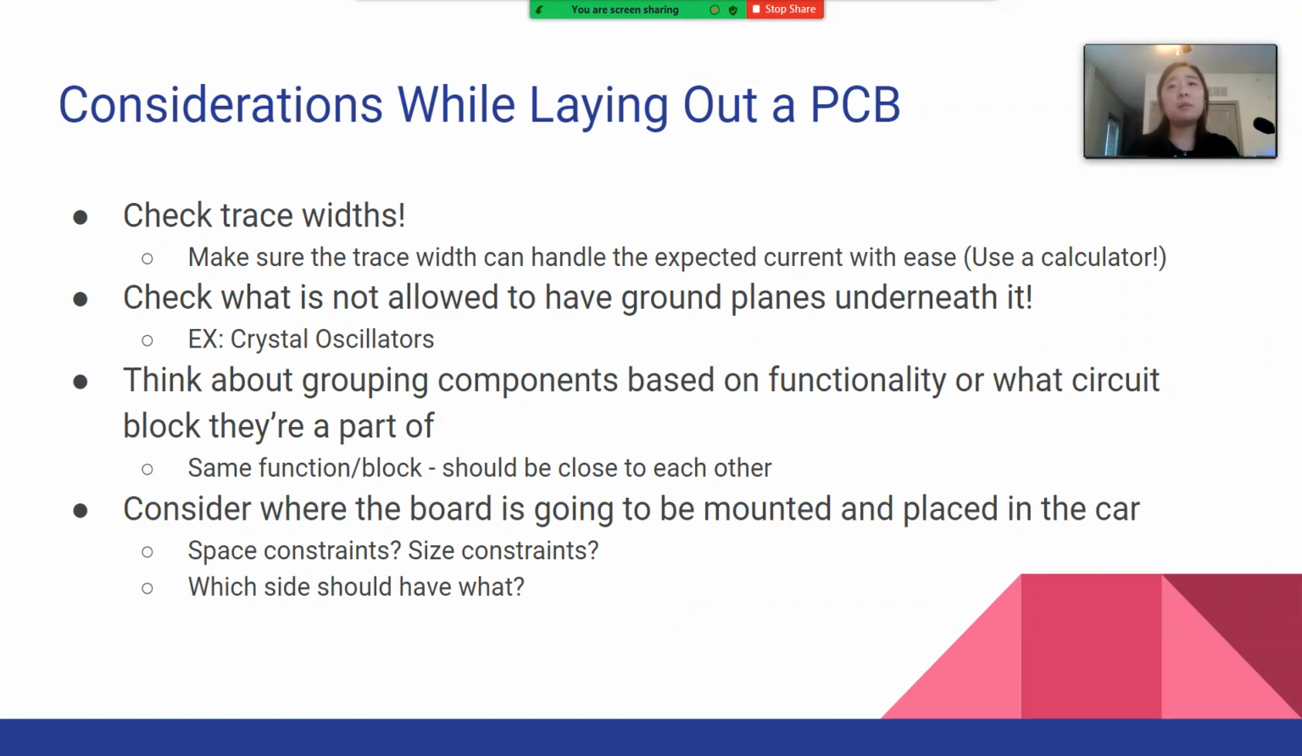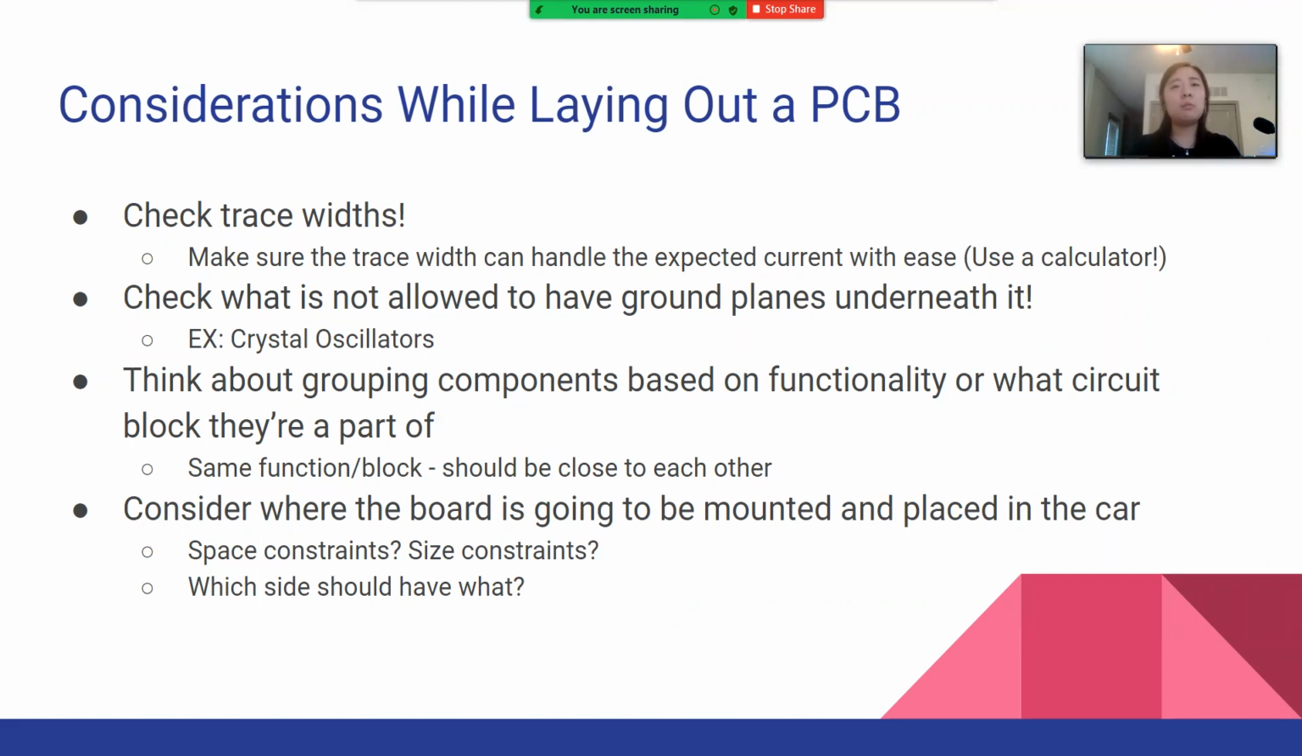You want to think about grouping components based on functionality or what circuit block they're a part of. So think of the hierarchical sheets. If everything is in a hierarchical sheet, chances are they all have a similar function or are working towards the same goal, so you might want to place all those components near each other. You can even make a line on the silkscreen layer to block it off and say that this section is that. I know the BPS leaderboard does that and the controls leaderboard does that. It also makes sense for them to be close together because those traces will be minimized.